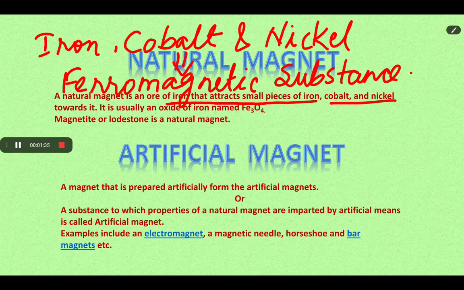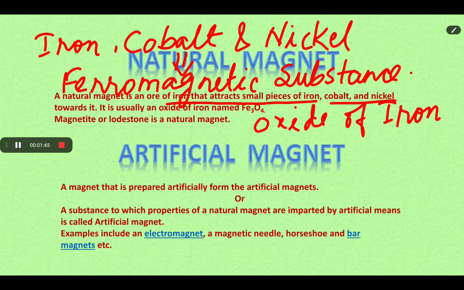Here, the natural magnet is actually the oxide of iron. And its formula is Fe3O4. And some example of this natural magnet is magnetite or lodestone. These are the examples of natural magnet.